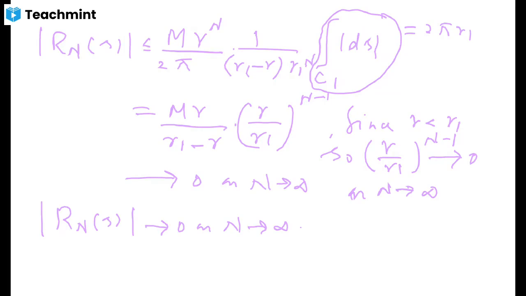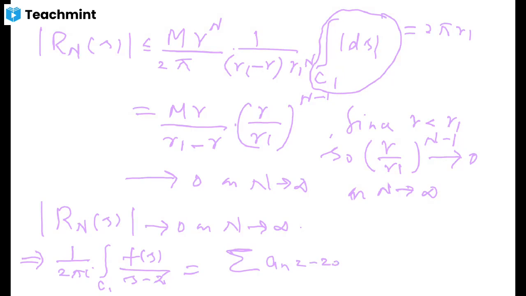What it means then is that this integral, 1 upon 2 pi i integral over C1 of f of zeta upon zeta minus z, is equal to this power series, the sum of a n into z minus z naught to the power n, where n is from 0 to infinity, because the error term went to 0. So you have just established this integral.